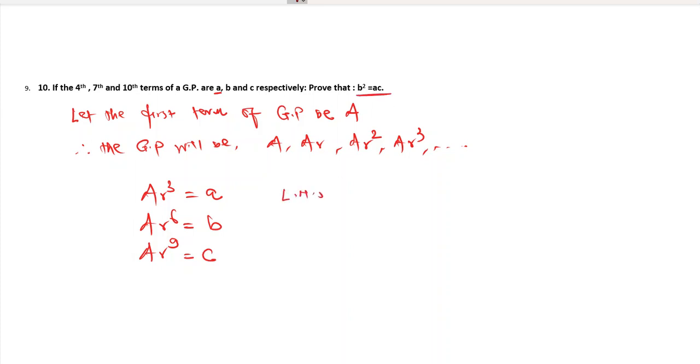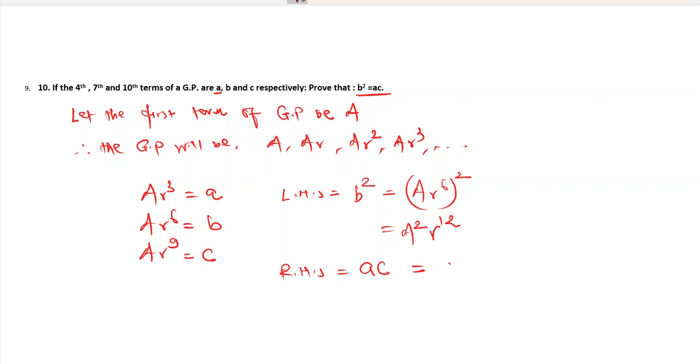So what is your left hand side? If you want to prove anything, you have to first write the left hand side or right hand side. B square, which is AR6, the whole square, which is A square into R raised to 12. And what is your right hand side? AC.